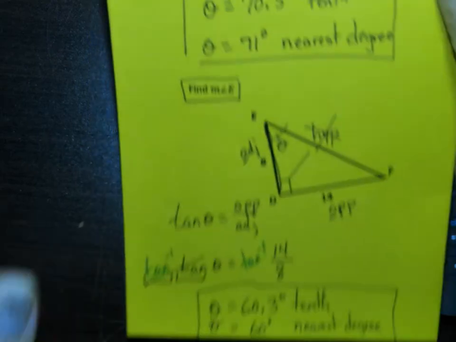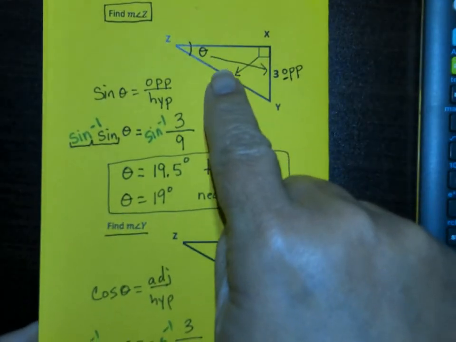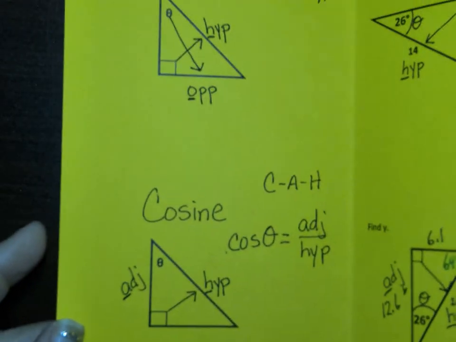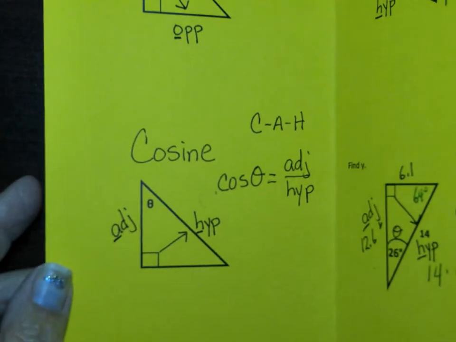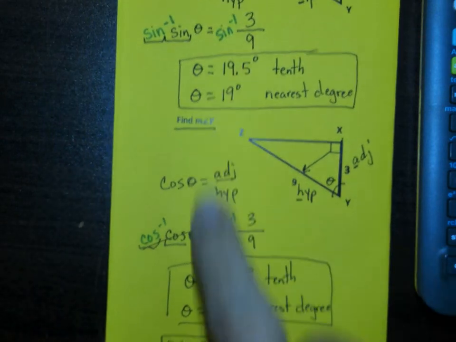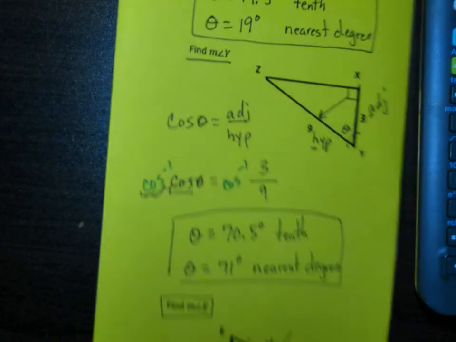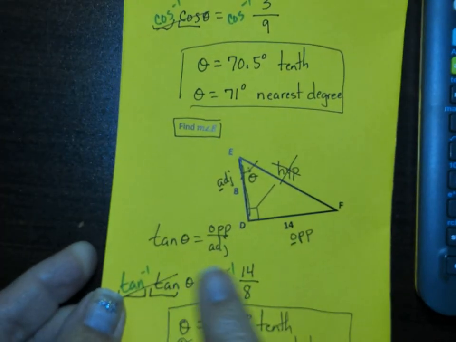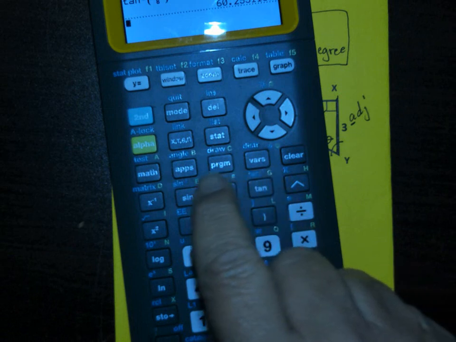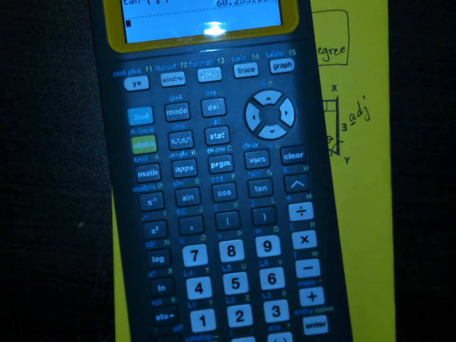Alright, so you've got your foldable, right? You're going to label your theta, label your sides, look on your foldable, see which one of these it is. You see, every single time if you're looking for a theta, you're going to do an inverse function. Inverse is here on your calculator, and then you just see what to round to. Okay?